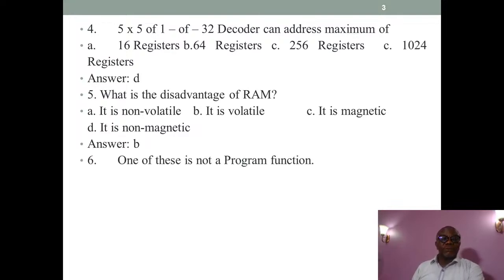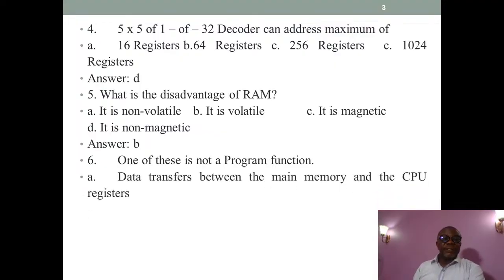So one of these is not a program function. A, data transfers between the main memory and the CPU registers. B, arithmetic and logic operations on data.